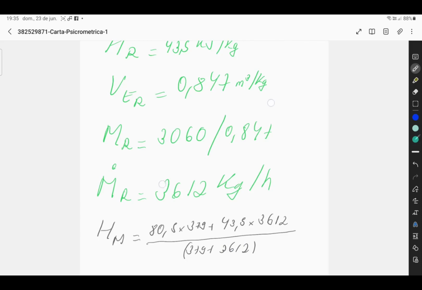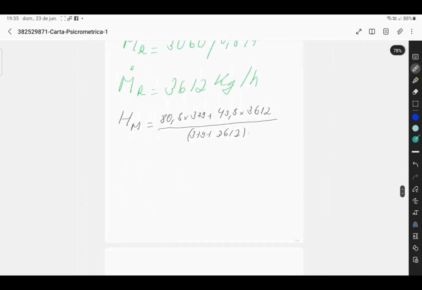This total mass flow rate is 3,612 plus 379, so the total mass flow rate is 3,991. So let's go. The enthalpy of my mixture will be 80.5 thousand 379 times 43.5 plus 3,612 times more, divided by 3,991. It will be 47 kilojoules per kilogram.